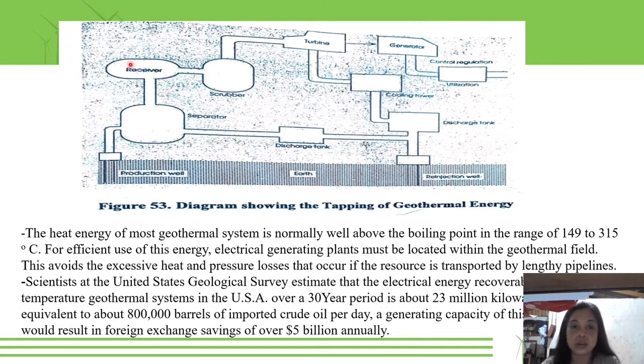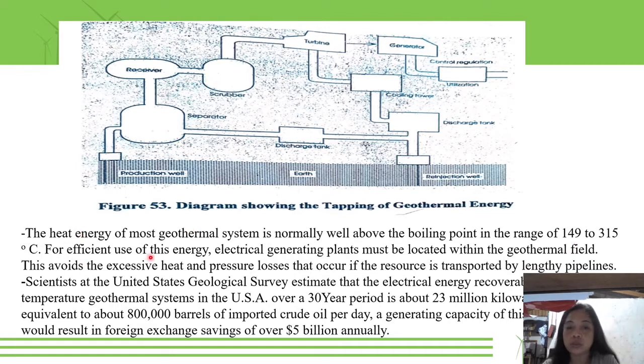So this is the production well, this is the separator, and this is the receiver, then it is the scrubber, then this is the turbine, then generator, then control regulation or utilization, then here is the cooling tower, then this is the discharge tank. So the heat of most geothermal systems is normally well above the boiling point, in the range of 149 to 315 degrees Celsius.